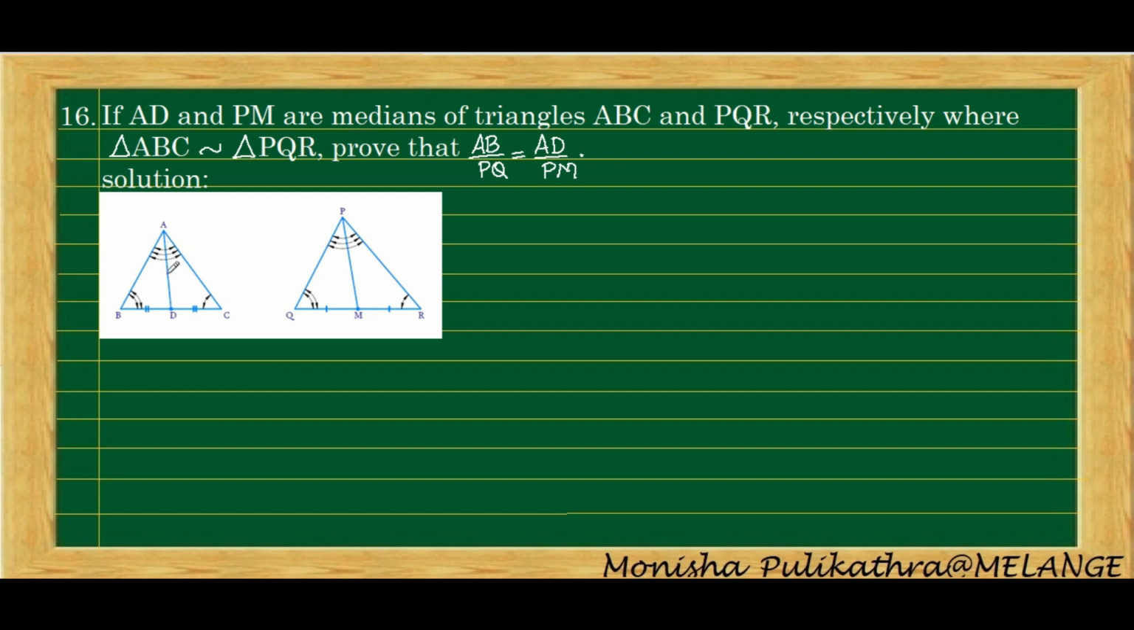Here in the question they have given AD and PM are the medians of the triangles ABC and PQR respectively, and these two triangles are similar to each other. That is already given in the question itself. ABC and PQR are similar triangles. We need to prove that AB by PQ is equal to AD by PM.